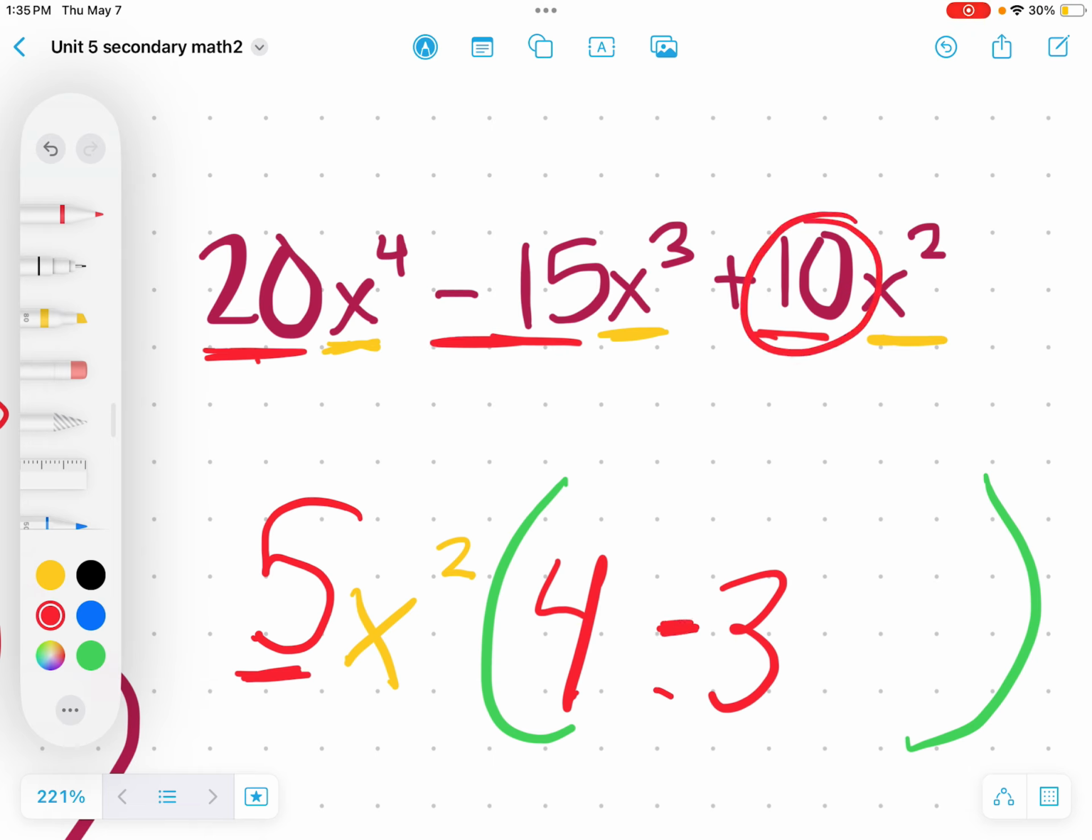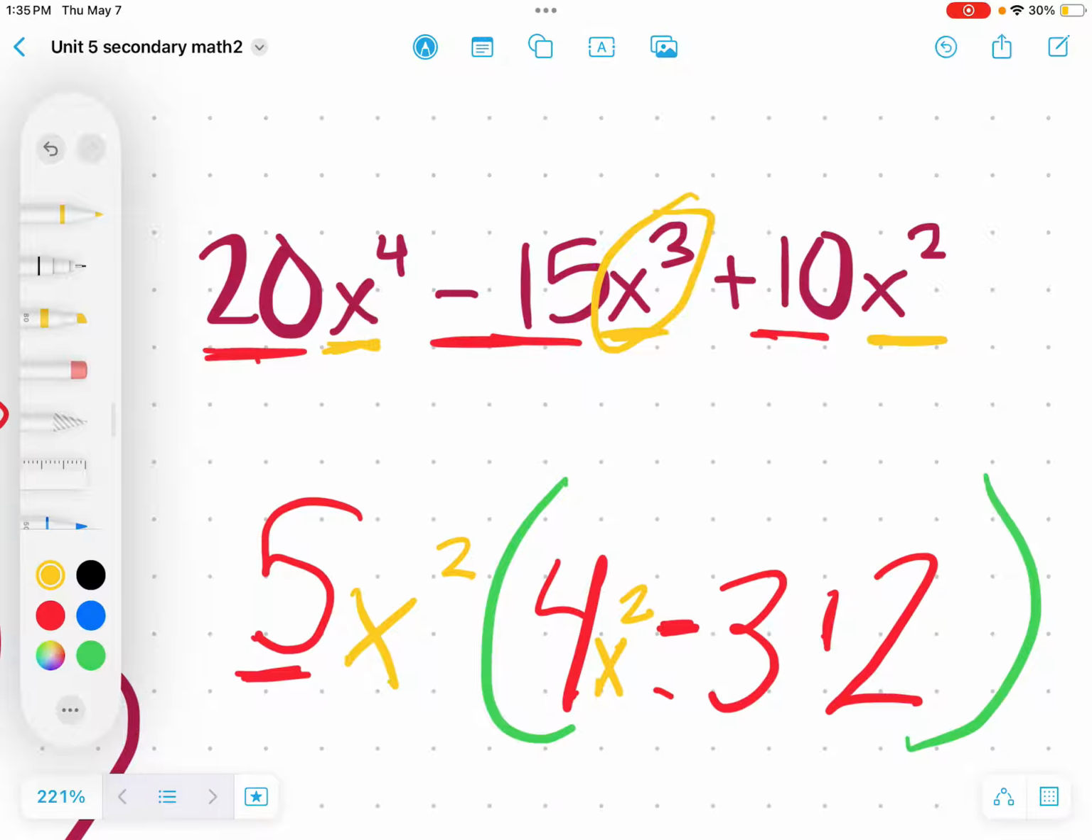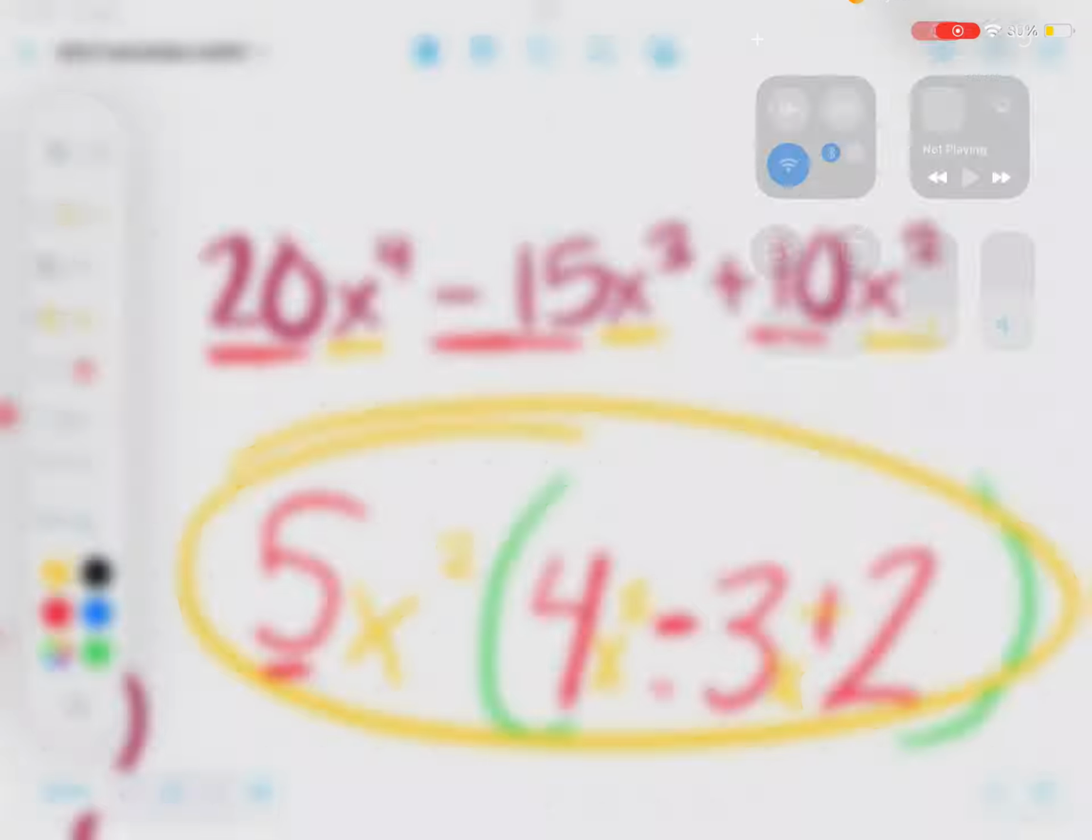We have 4 x's, I take away 2 of them. How many do we have left? 2 x's. I have 3. If I take away 2, how many do we have left? Just 1. And if I have 2 here and I take away 2, how many do we have left? None. We don't need to write it. There's your answer.